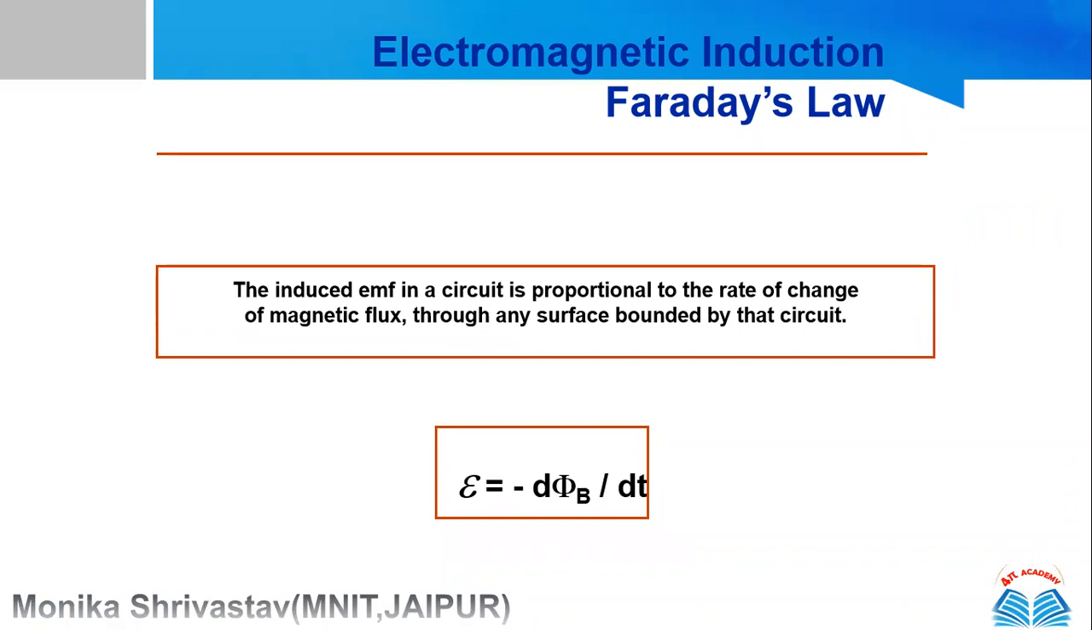So this formula is very important. You can see on your screen, epsilon equals minus dΦ_B over dt. This is the important formula, and many questions in NET, JRF, JEST, and GATE, and all those exams related to physics, they are asking questions on this formula frequently. Okay, so this is an important formula. How to use it and where to use it, I'll tell you in this lecture.